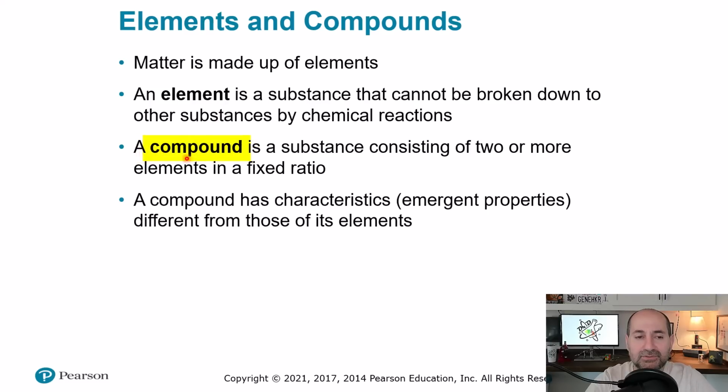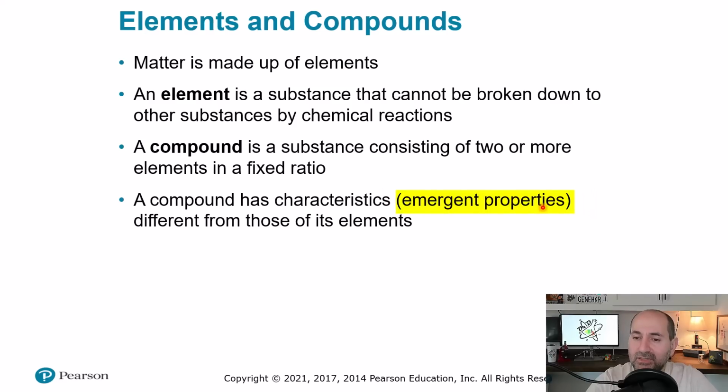What is a compound then? A compound is a substance consisting of two or more elements, but they have to be in a fixed ratio. Think of sodium chloride, NaCl, as a great example of a compound. And what you should know is that when a compound forms, it has characteristics that are different from its individual elements that comprise the compound. This is a type of emergent property.